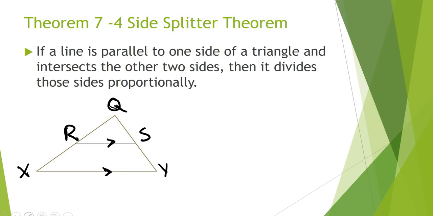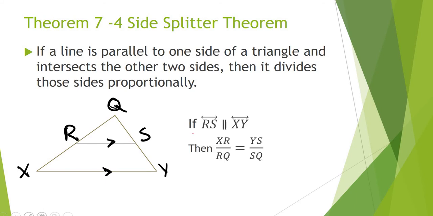If a line is parallel to one side of a triangle and intersects the other two sides, then it divides those sides proportionally. So copy the diagram and the theorem down and come on back to the video. Okay, so if a line, we're talking about RS here, is parallel to one side, in this case parallel to XY, and it intersects both sides, then it divides those sides proportionally.